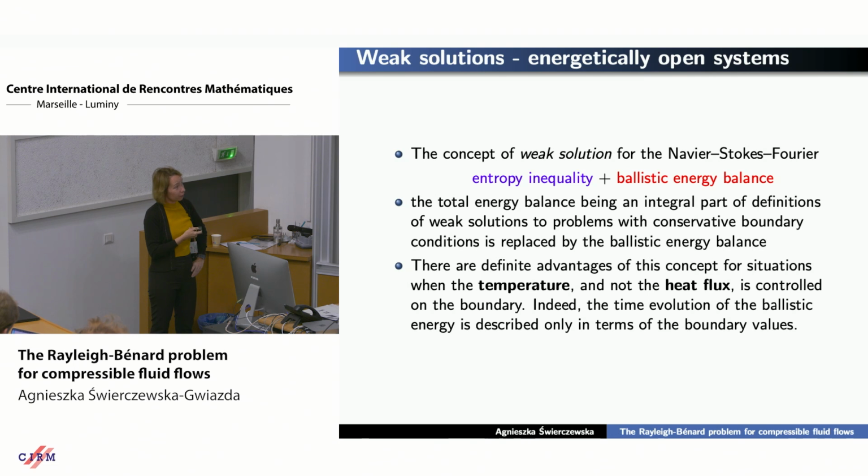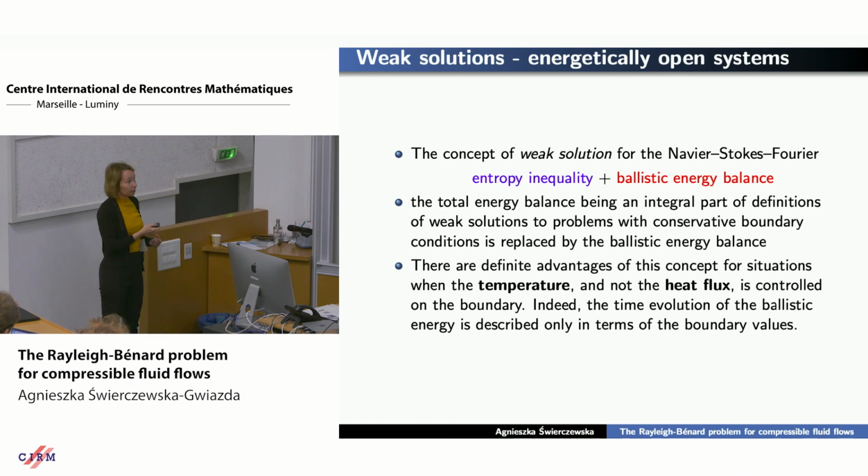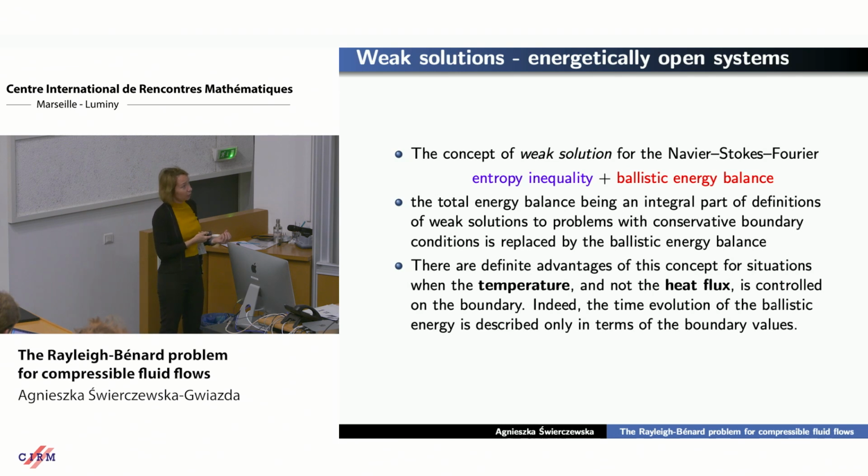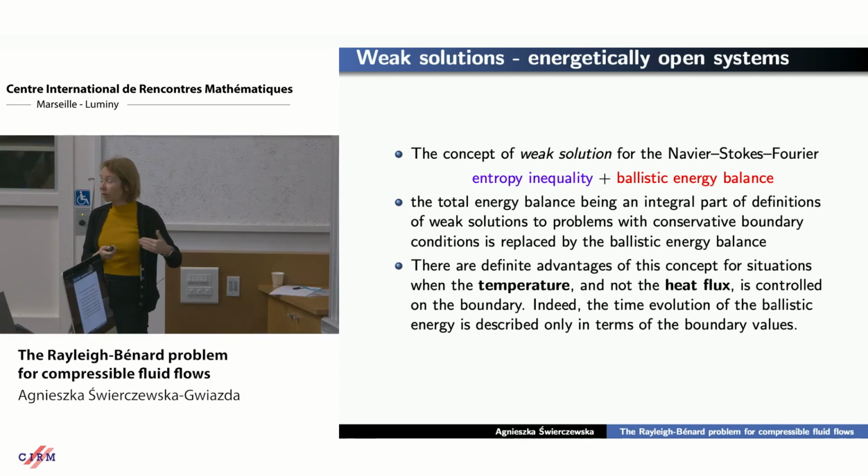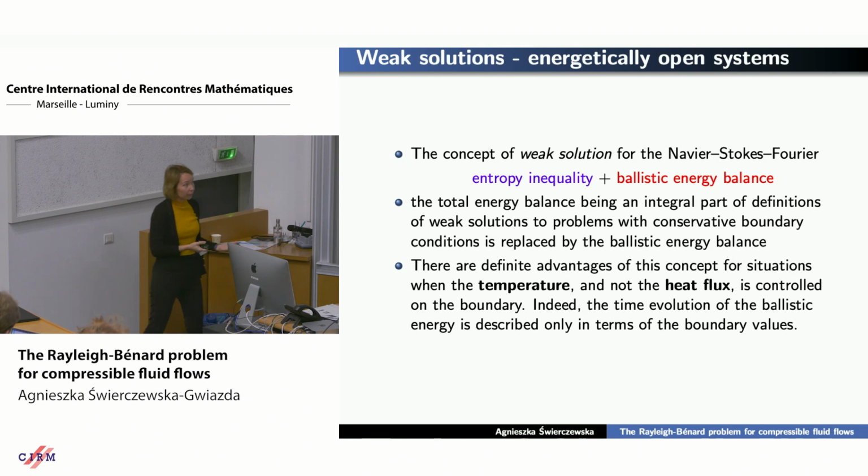With the conservative boundary conditions, this energy balance was an integral part of the definition of weak solution. So now it is in fact replaced by the ballistic energy balance. And what is the reason for that? The point is that on the boundary we control the temperature and not the flux. So if you look at the evolution of ballistic energy, you will see that you can control it in terms of the boundary values.